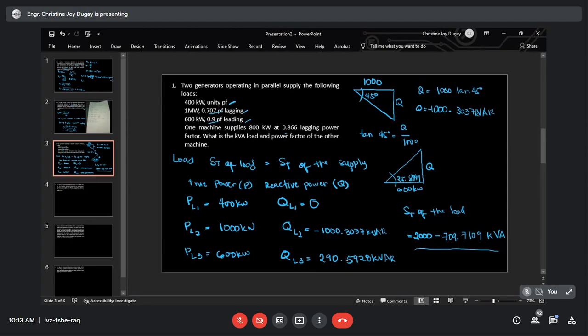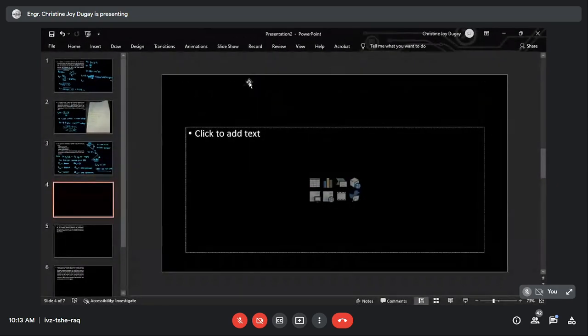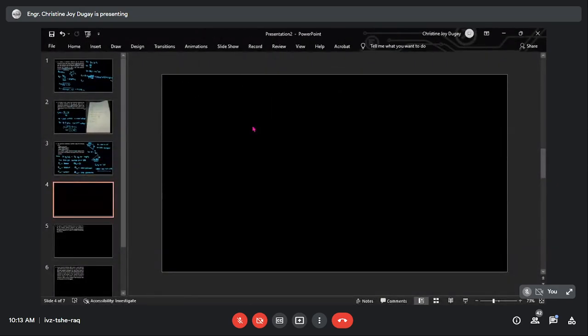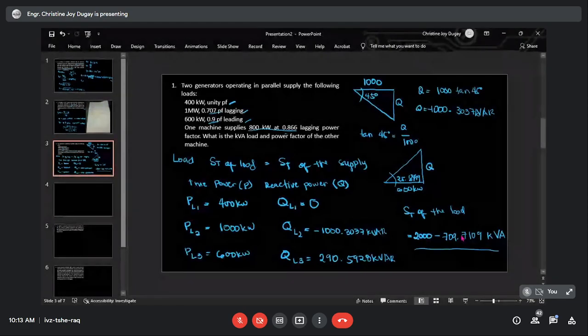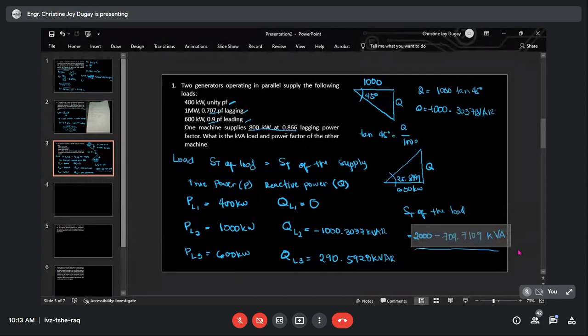Since we already have the value of one of the supplies, 800 plus 0.866 lagging power factor, what is now the value of the other supply? If you do it, you just subtract, right? Did you get it? You just subtract. Yes? Yes or yes? Yes, ma'am. So let us take this value, our S total.